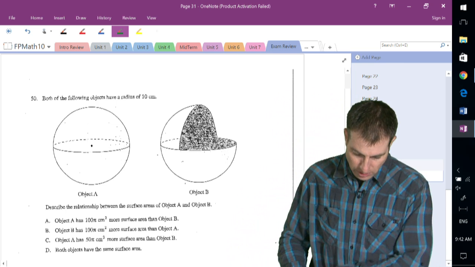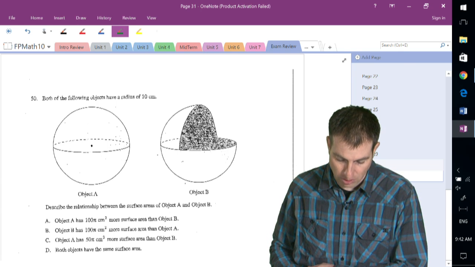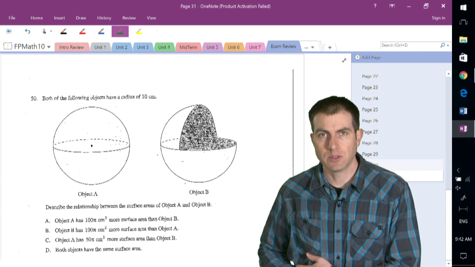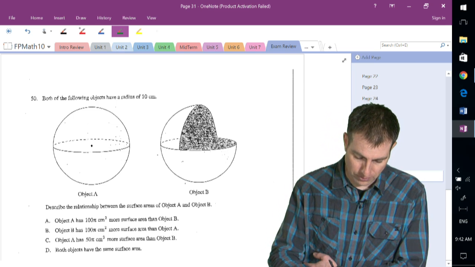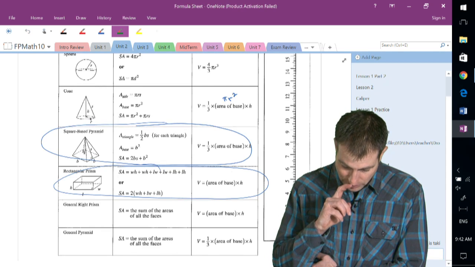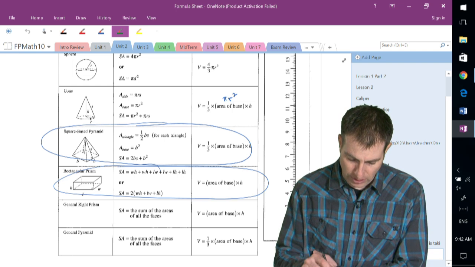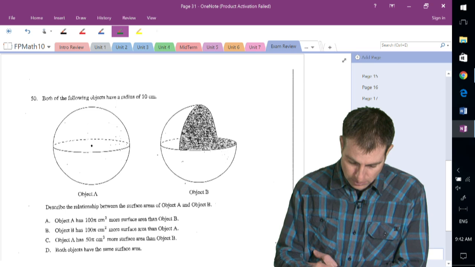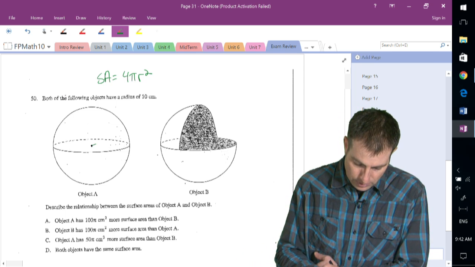Okay, both objects have a radius of 10 centimeters. Describe the relationship between the surface area of object A and object B. That's a good question. So we have surface area of a sphere. I'm going to go back to verify the surface area of the sphere formula. Surface area of a sphere is going to be 4 pi r squared or pi d squared. I like 4 pi r squared better. I'm going to write that down. 4 pi r squared. It says the radius is 10 from here to the edge. That's 10 centimeters.